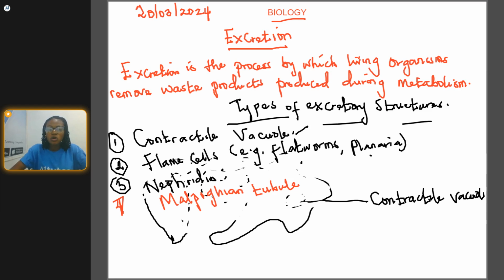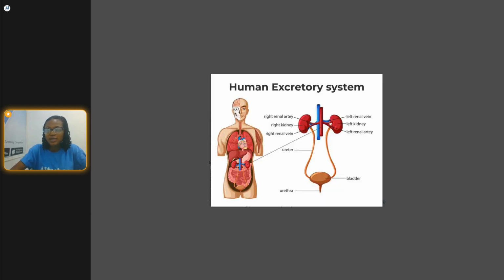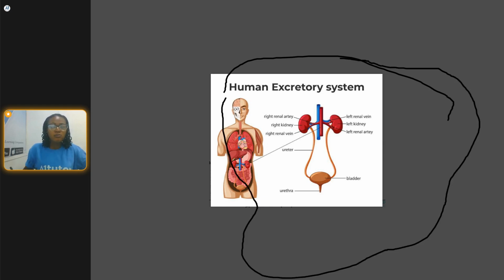So this is the structure of the kidney here. This is the human being, this is what is inside of you. You can see the structure and where the kidneys are located. The structure of the kidney is what we brought out here, and it is responsible for one of the excretory products. You can see we have two kidneys, the left kidney and the right kidney.